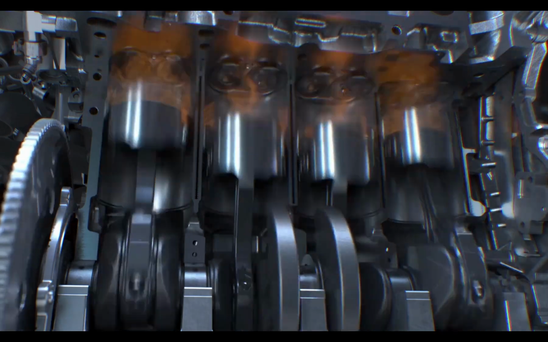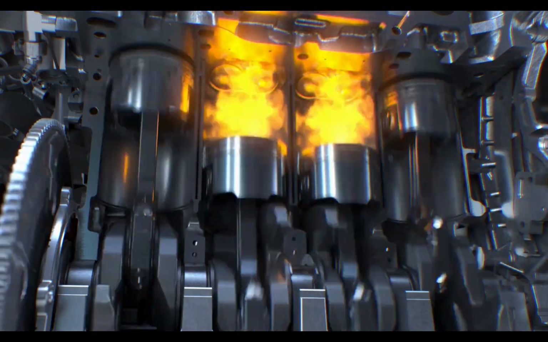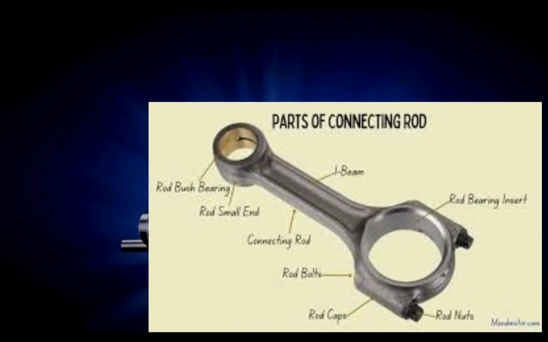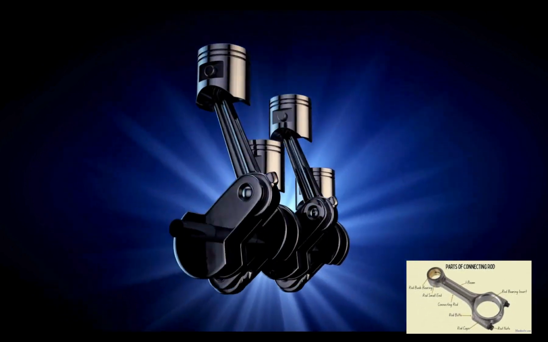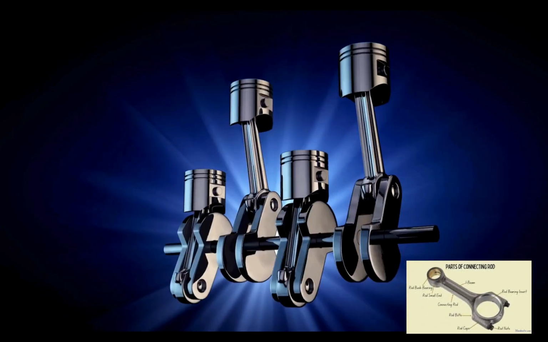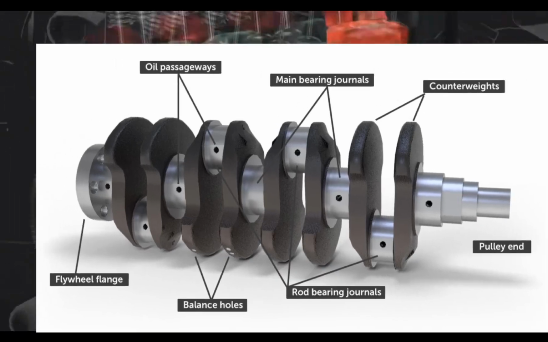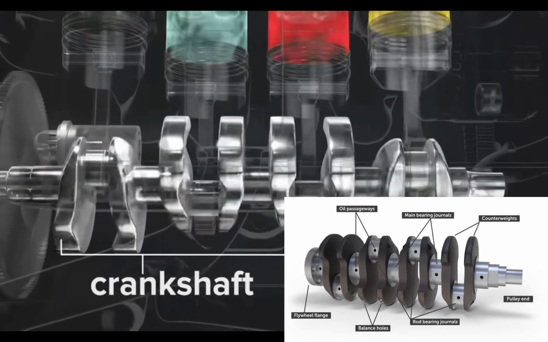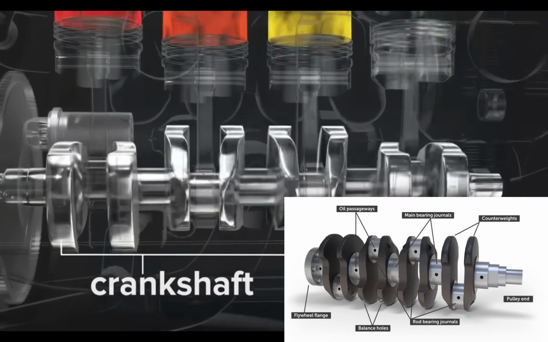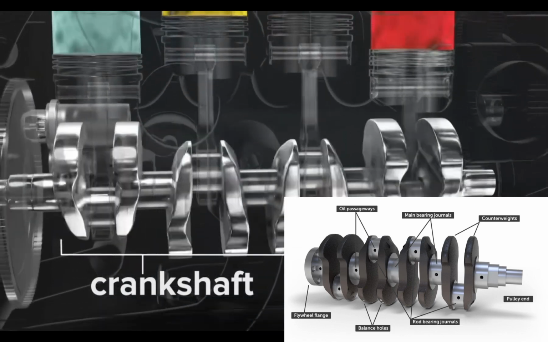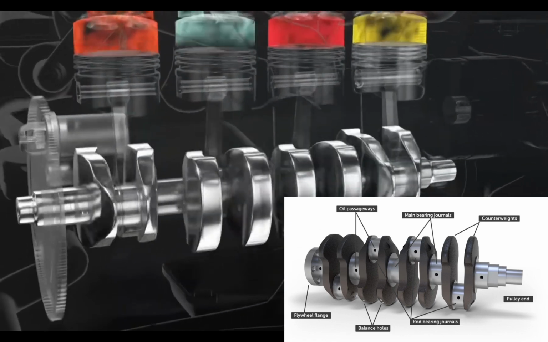Pistons are made from aluminum alloy, making them lightweight, durable, and heat-resistant. The connecting rod connects the piston to the crankshaft and converts the piston's up and down motion into rotational motion. The crankshaft rotates to transfer power to the flywheel and transmission. It has counterweights and bearings to maintain balance and smooth operation.